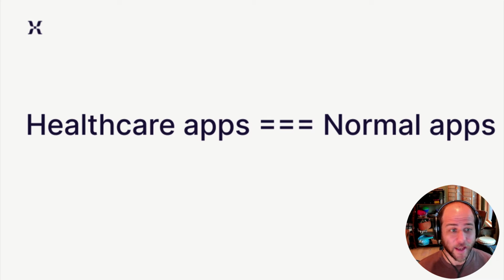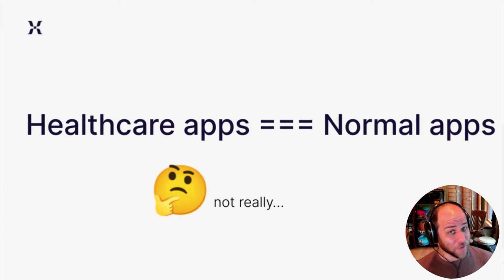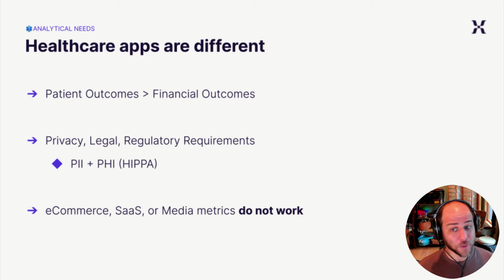In a sense, healthcare and health tech companies are just like every other company that make a digital product. But in another sense, healthcare companies are totally different. Financial goals and patient outcomes don't always correlate. Privacy, legal, and regulatory frameworks are just different. And therefore, normal metrics for e-commerce or media companies just don't fit the healthcare vertical.